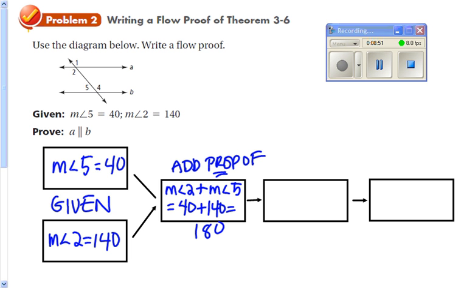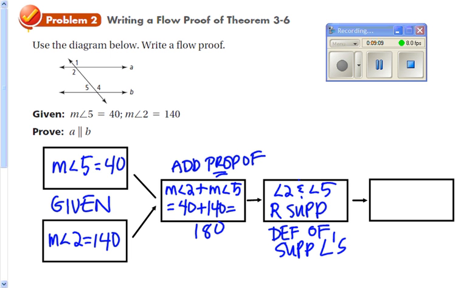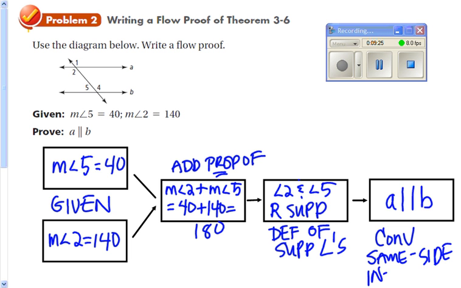And since those two angles add up to 180, we can say that angle 2 and angle 5 are supplementary angles. And that's by the definition of supplementary angles. And finally, that leads us to A is parallel to B. And that is the converse of the same side interior angle theorem.